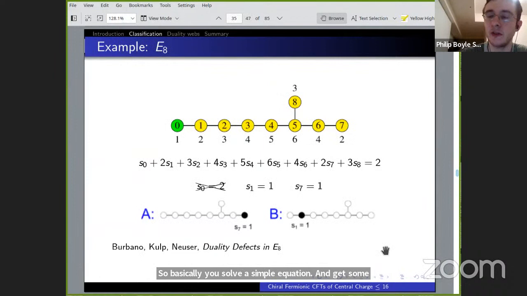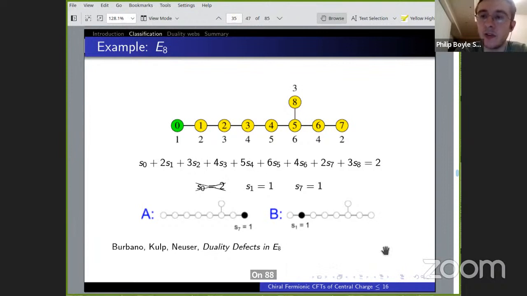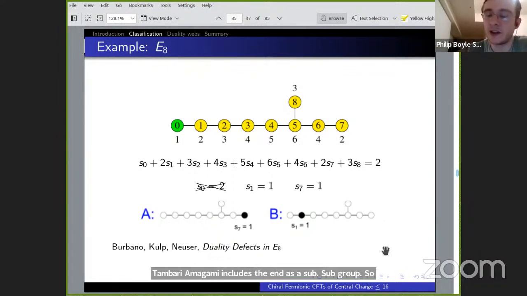The easiest way to explain it is to look at an example. And the simplest example is E8. Actually, probably not the simplest, but the nicest simple example is E8. This computation is done in a paper by Kulp and friends called Duality Defects in E8. I should mention the reason they were doing this is because they wanted to classify Tambara-Yamagami actions on E8. Well, in general on chiral CFTs, but E8 is the simplest bosonic one, so they did that. And Tambara-Yamagami includes Z_n as a subgroup. So as a first step to classifying Tambara-Yamagami actions, you can classify Z_n actions and try to extend them to Tambara-Yamagamis. And that's why they were interested in doing this.